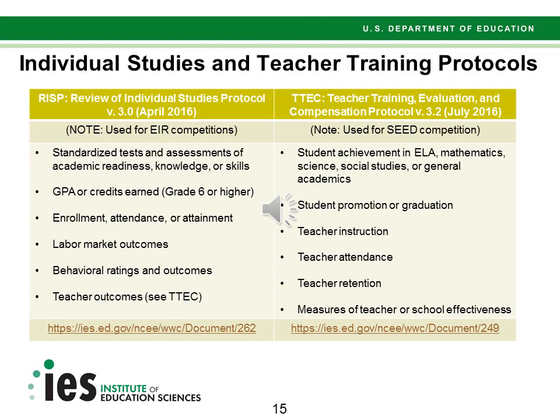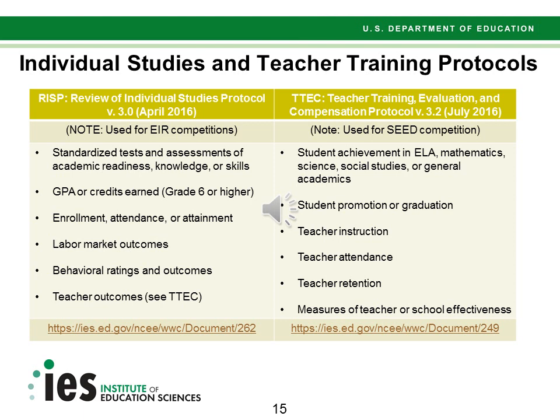Here is a detailed presentation of the outcomes eligible for WWC review under 2 review protocols relevant for the Department's fiscal year 2018 grant competitions. Please consult the corresponding notice inviting applications for official information on each competition. The first protocol, the Review of Individual Studies Protocol version 3.0 from April 2016, is being used for reviews of studies proposed as strong or moderate evidence for the Education, Innovation, and Research (EIR) program grant competitions.